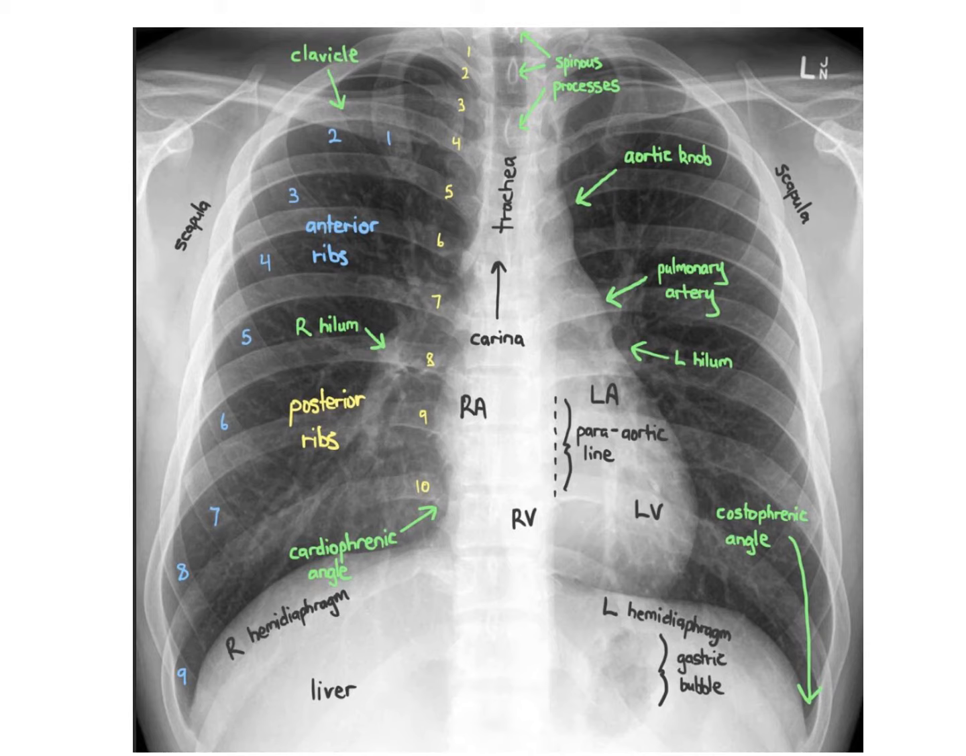Again, this is another image which gives you an appreciation of the number of ribs that you can normally see in a normal chest x-ray, and some of the anatomy. You can see your left and right hemidiaphragms. On your right side you have your liver, on your left side you have your stomach and your gastric bubble, and then you can see your carina where your trachea bifurcates.